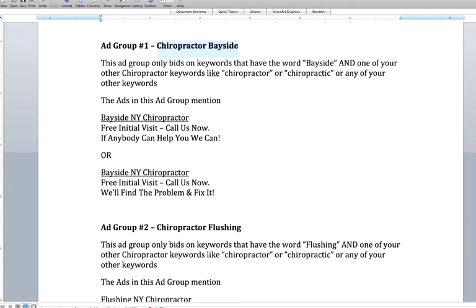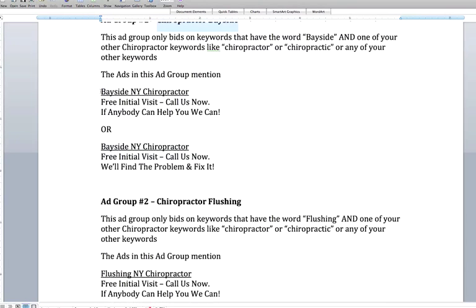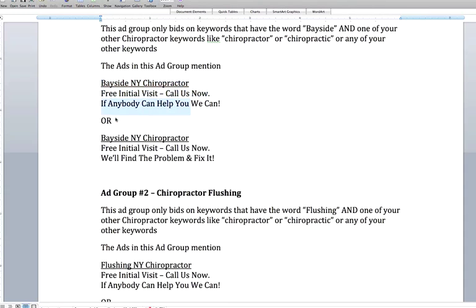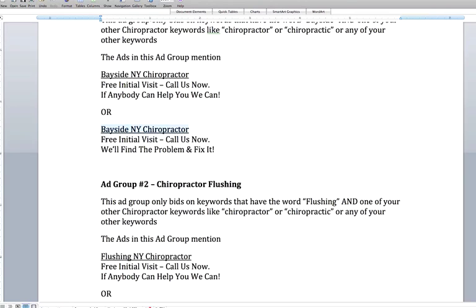So for this ad group, I would start off by writing, let's say, these 2 ads right here. And I would have the location in the headline. So if someone's typing in Bayside Chiropractor, your headline comes up as Bayside, New York Chiropractor, free initial visit, call us now. If anybody can help you, we can. Or this one: Bayside, New York Chiropractor, free initial visit, call us now. We'll find the problem and fix it. And we'll get into cool ad writing strategies in future videos as well.